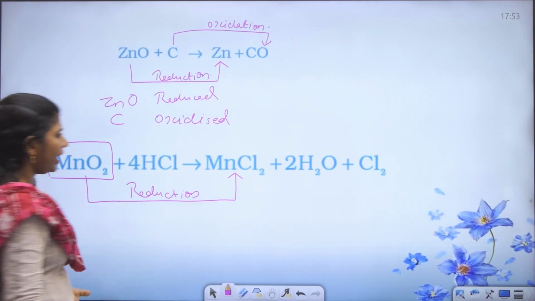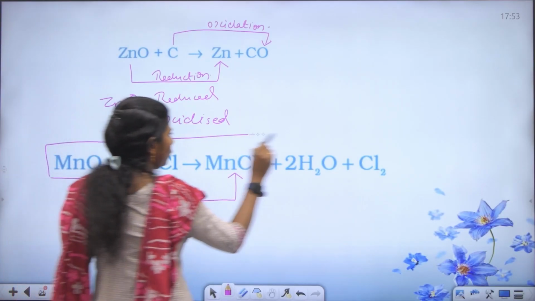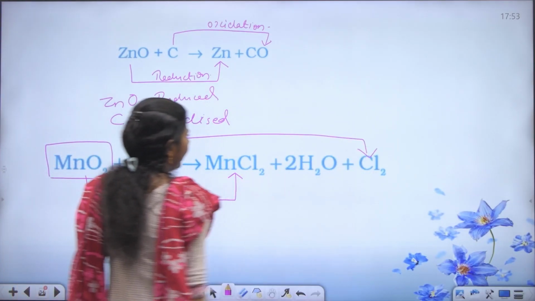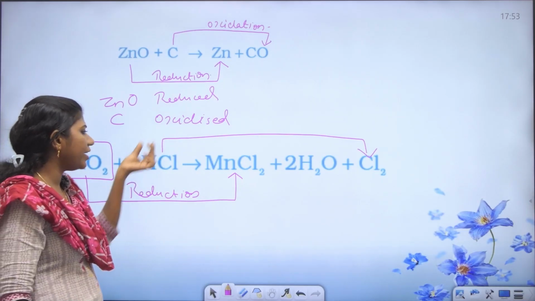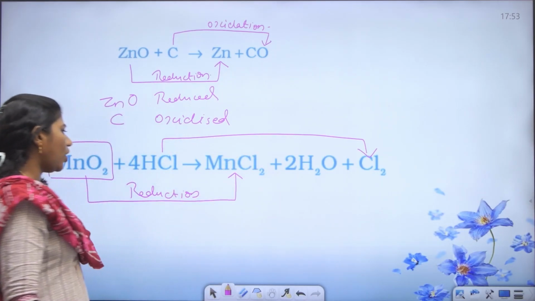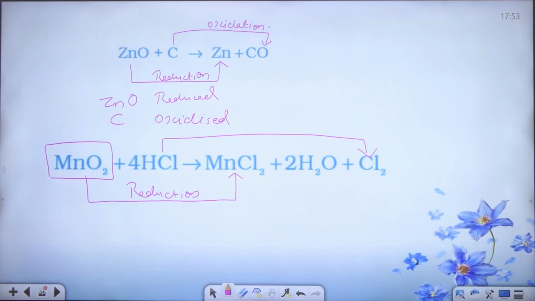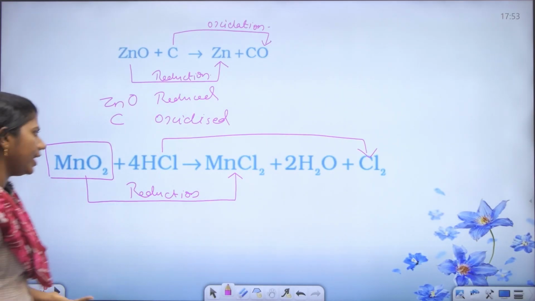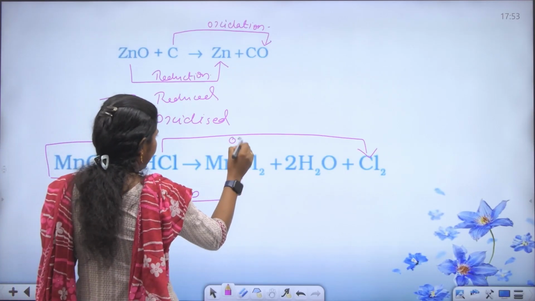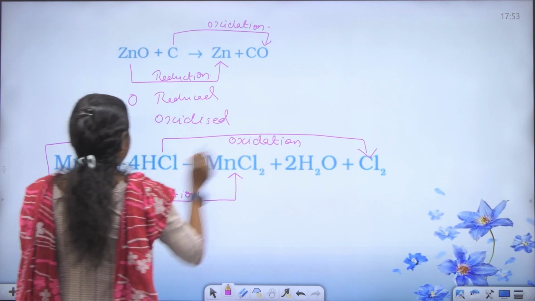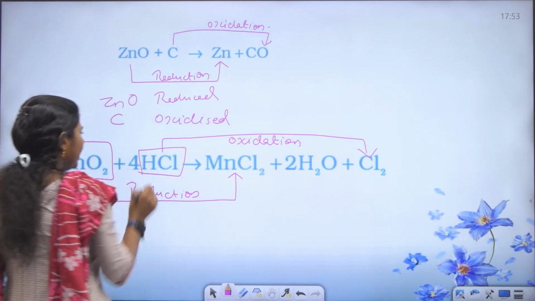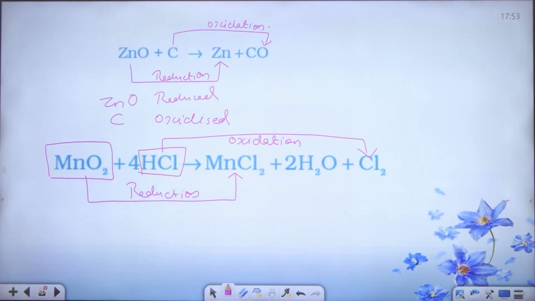And HCl changes to Cl2. Here the hydrogen atom is removed. Removal of hydrogen: addition of oxygen or removal of hydrogen is oxidation. This is an oxidation reaction, and HCl is the oxidized species. Is it clear? HCl is the oxidized species.